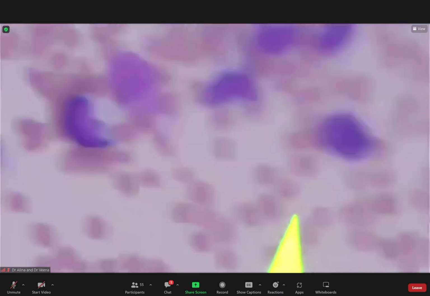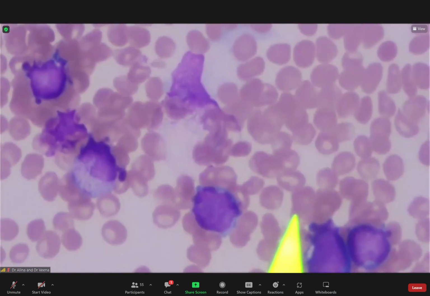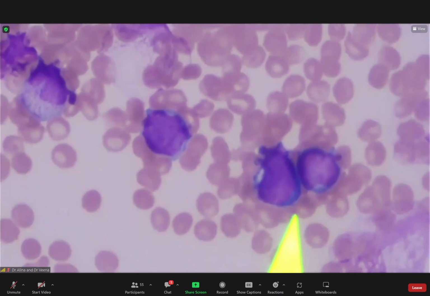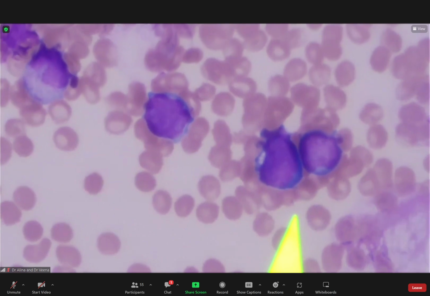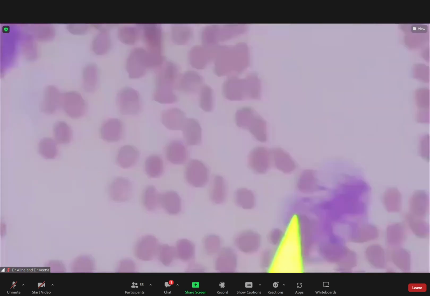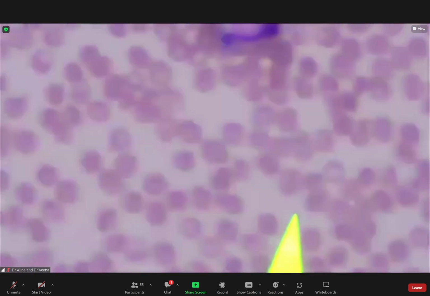Okay, let's see if I can find more of these vacuolated cells. So this slide, when you go to the body of the slide, it seems like there's not many cells. So that's why you never ignore your edges. That's why we always zigzag. Either you zigzag up and down or you zigzag backwards and forwards.